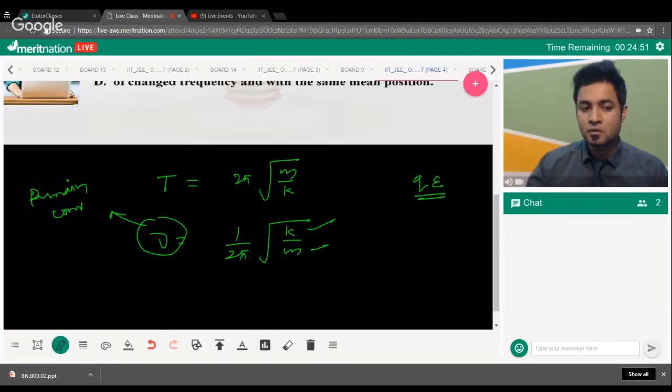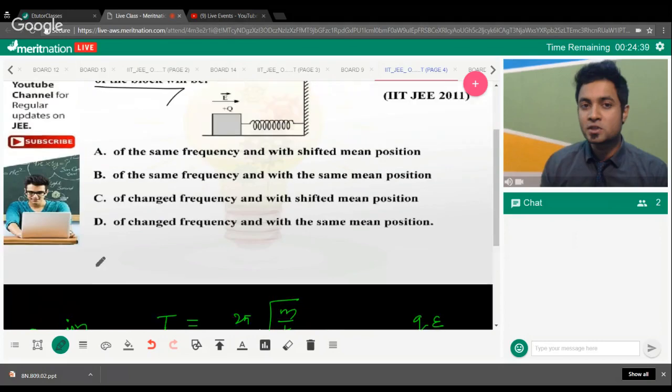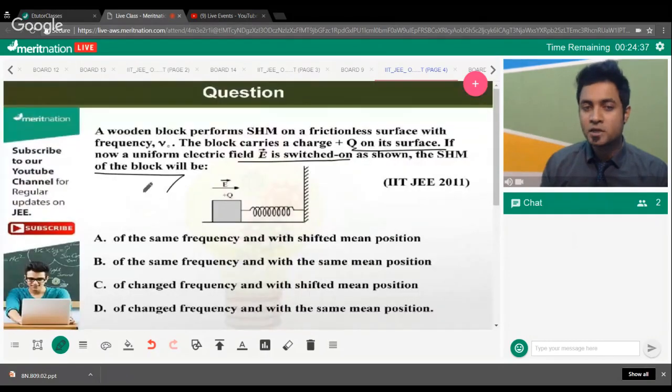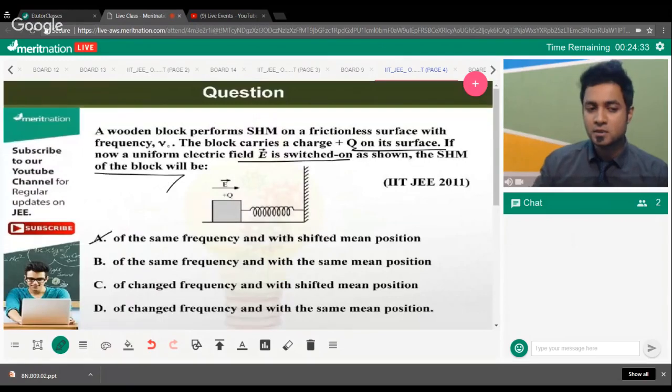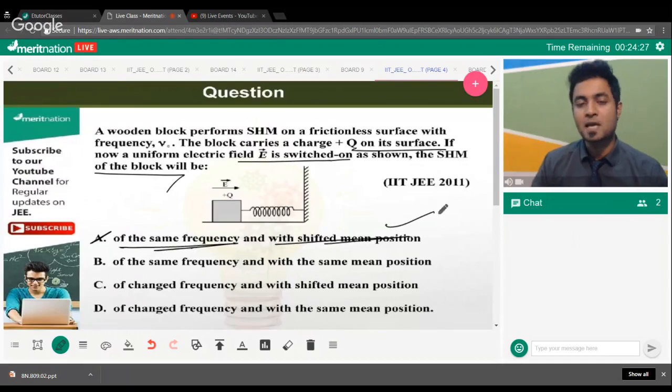Okay, but guys, when we provide a constant force, the thing is, a variable force creates some problem in the frequency, but whenever we provide a constant force, the mean position gets changed. So according to all these factors, we are going to choose the option that is nothing but A, of the same frequency but with a shifted mean position. That has to be correct.